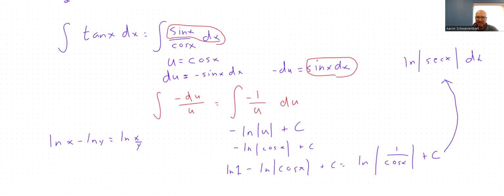Oh, it doesn't have a dx at the end. It has a plus c. I don't know why I wrote a dx. And that is the integral of tangent of x: the ln of the absolute value of the secant of x plus c.